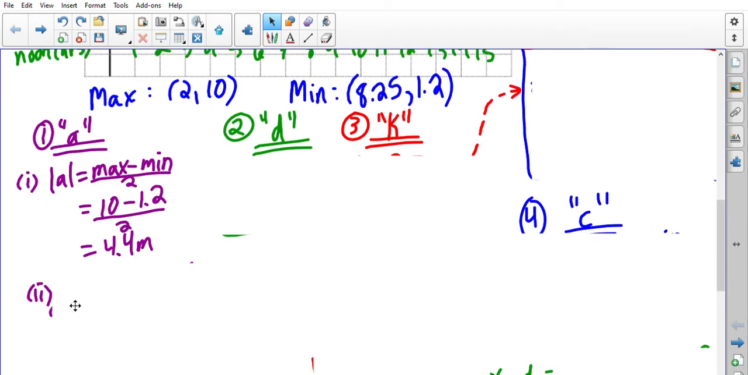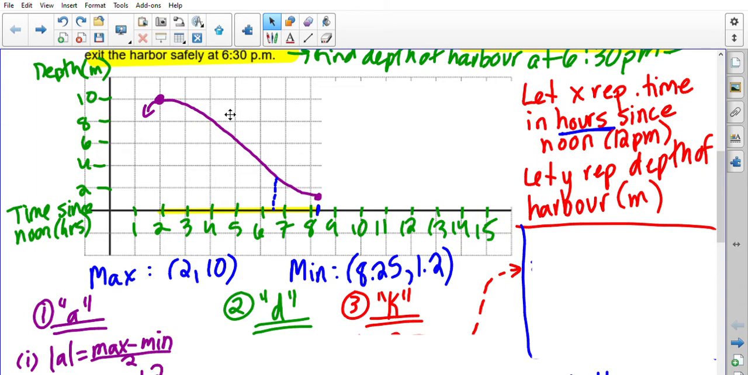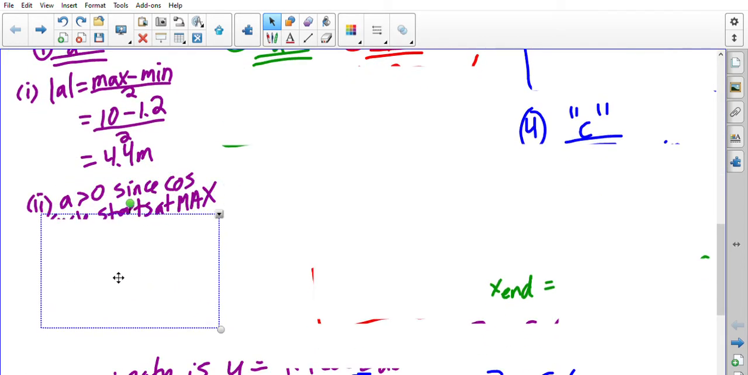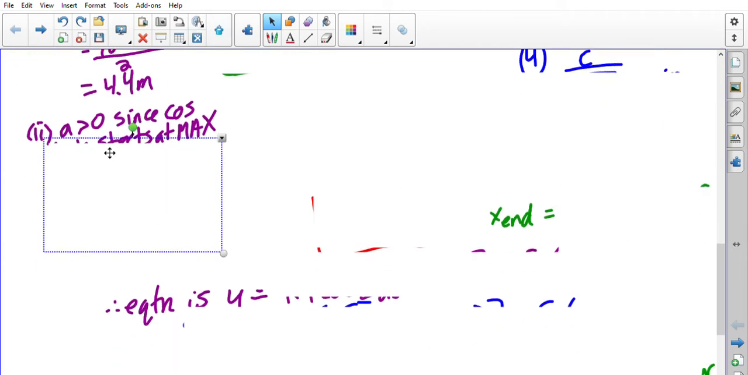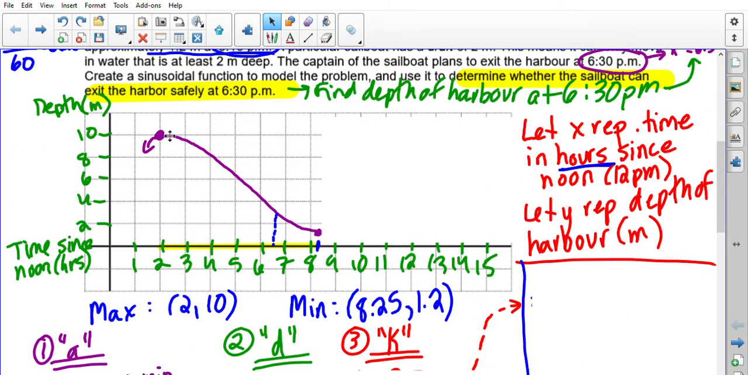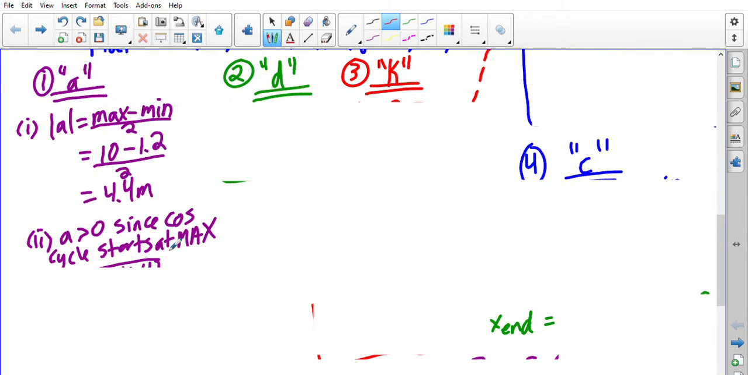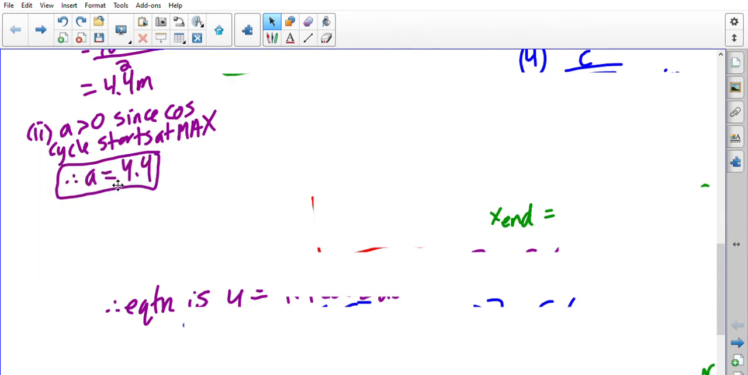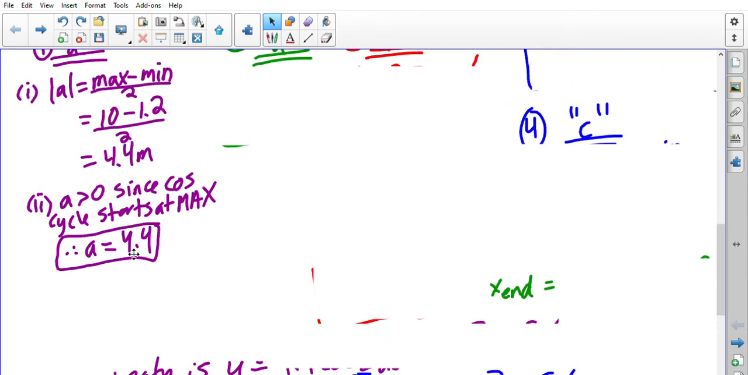Now we need to decide, based on the shape of our graph right now, it kind of looks like we can see the first half of a cos function opening upwards. So if this is cos, then the A value is positive. That's because I'm assuming that my cycle is going to start at its max right here. That's going to be the start of the cycle. You can call right here x start. And because of that, the A value is positive. So my equation is going to have A equals positive 4.4.